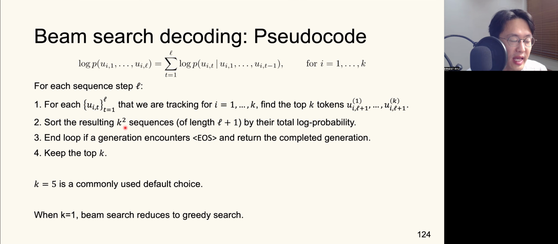This results in k squared sequences, each of a length L plus 1. We sort them by the total log probability. If the generation ever encounters an end of string token, then we end the loop and we return this completed generation. Otherwise, we keep the top k choices among the k squared, and then we continue on. So again, a value of k equals 5 or k equals 10 are commonly used default choices. And when k is equal to 1, beam search does reduce to greedy search.